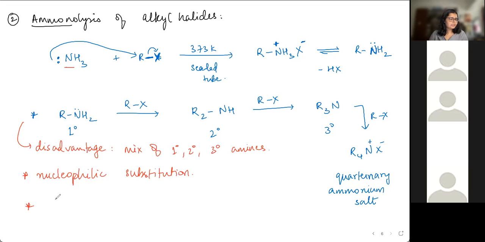Yeah. And another thing, order of reactivity for halides in RX. Iodides are highly reactive because iodine is a good leaving group, followed by bromine, followed by chlorine.